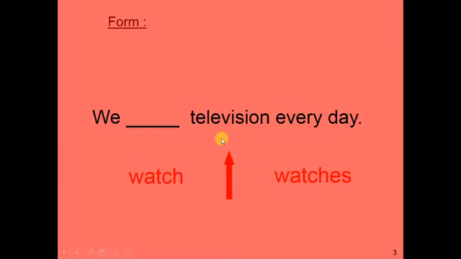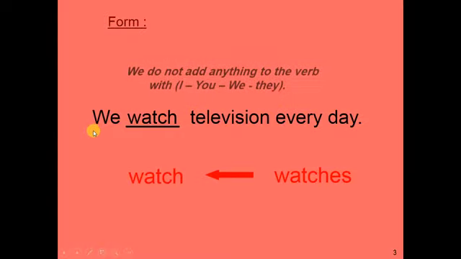We watch or watches television every day? We watch television every day. We can say, every day we watch television. The sentence starts with a subject. It can be a name or a subject pronoun like we. After it, the verb. After it, the object. And the keyword or the time expression. Here, every day comes at the end of the sentence. It can come at the beginning of the sentence. We can say, every day we watch television.